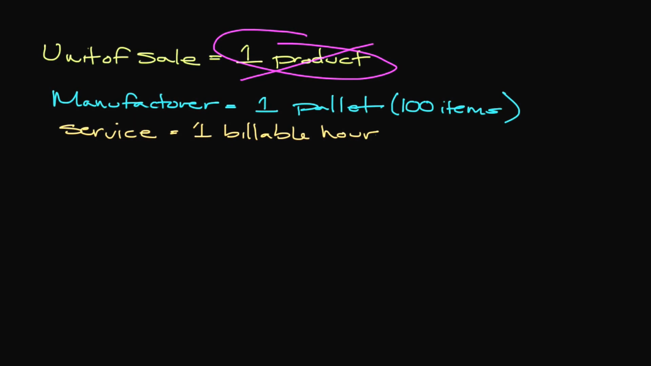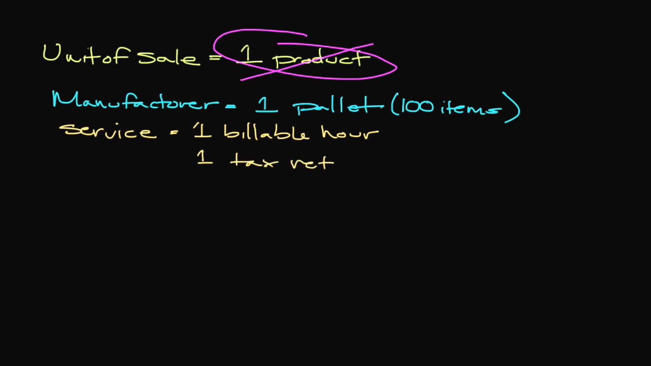Let's say we're an accountant or a CPA. We can do the same thing. We can charge based upon hours. We can also charge based upon specific services. So maybe if we're an accountant and it's tax season, we can price ourselves based upon one tax return.